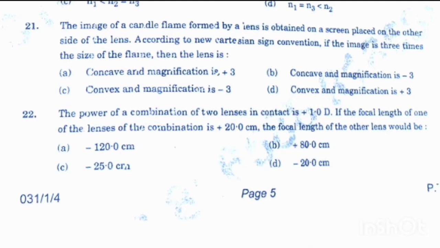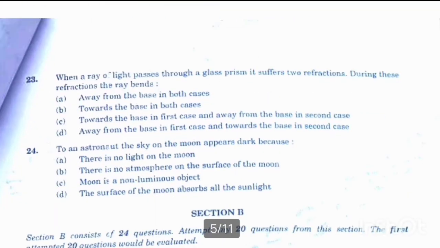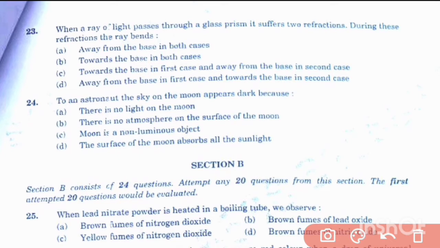So next question, we have question number 23. When a ray of light passes through a glass prism, it suffers two refractions. During these refractions, the ray bends: option A, away from the base in both cases. Option B, towards the base in both cases. Option C, towards the base in the first case and away from the base in the second case. Option D, away from the base in the first case and towards the base in the second case. So the correct answer is that the ray bends towards the base in both the cases. Option B is the correct answer.